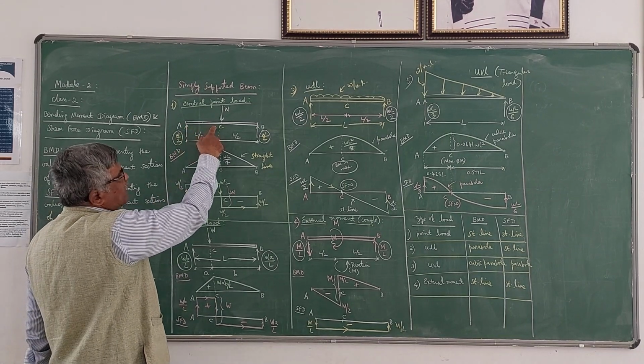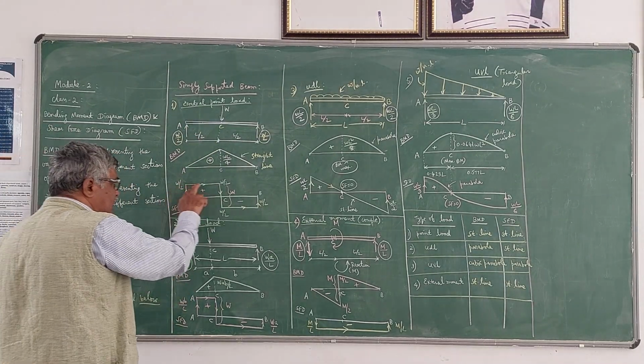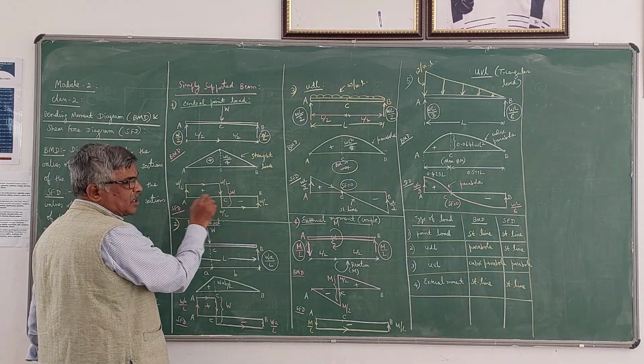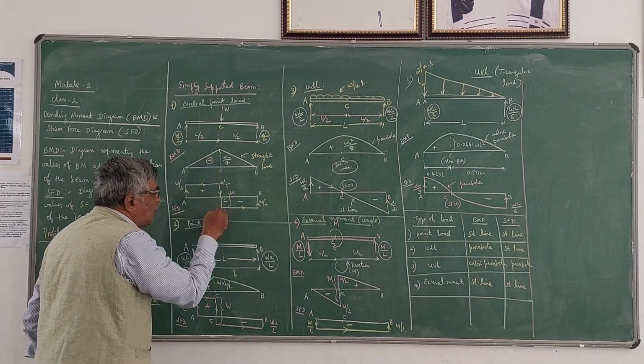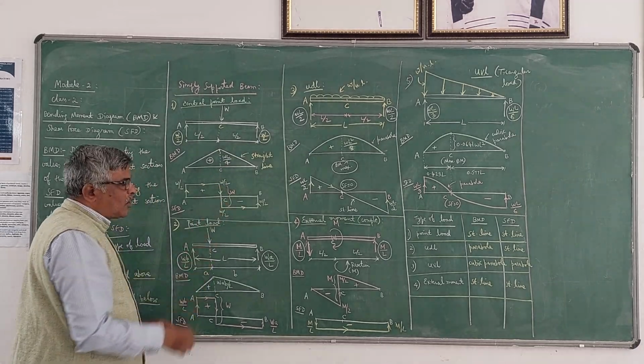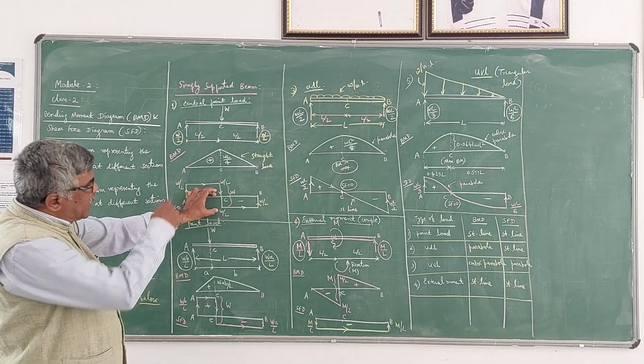Then there is no force from A to C, so shear force remains constant. So draw a horizontal line. That means from A to C, shear force is constant. At C, you have a downward force of W. Come down, move down by W. That means already you are W by 2 upwards. So therefore, another W by 2 you have to take downwards.